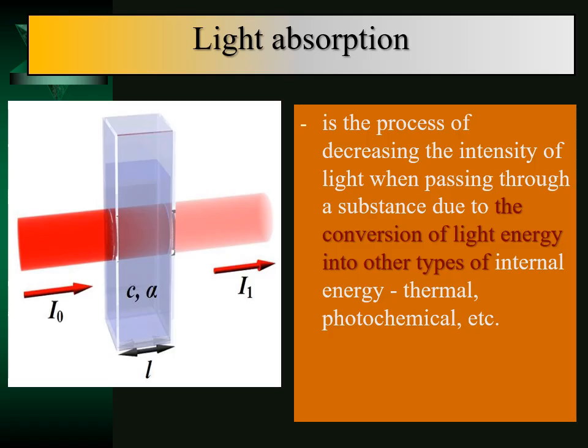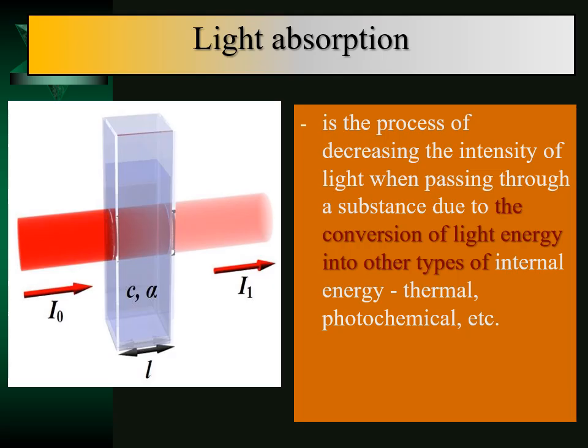Well, accordingly, the ratio between the intensity of light incident on a substance and passed through a substance establishes the laws of this phenomenon, the laws of light absorption. By absorption, we simply mean a decrease in the intensity of light when passing through a substance, due to the conversion of light energy into other types of internal energy.